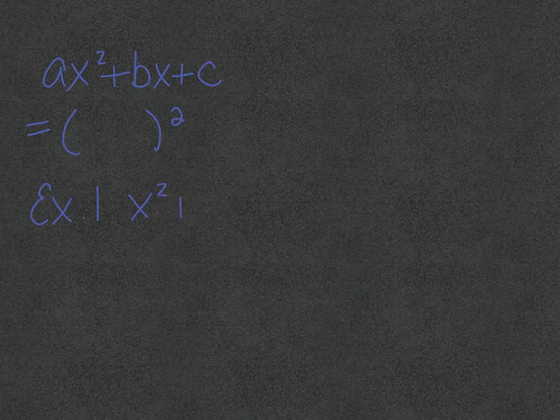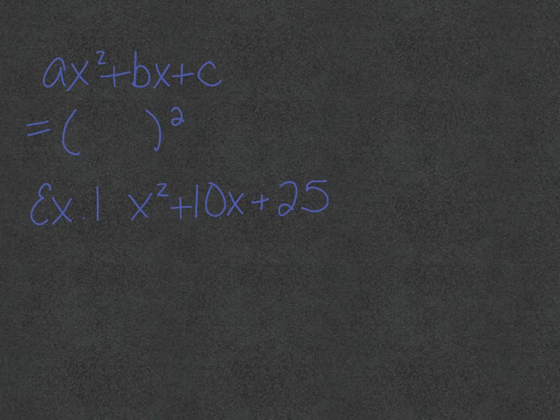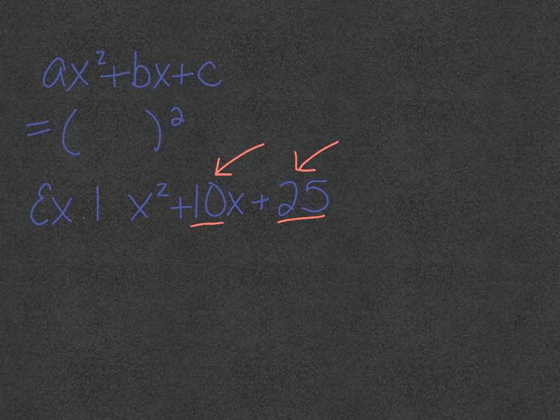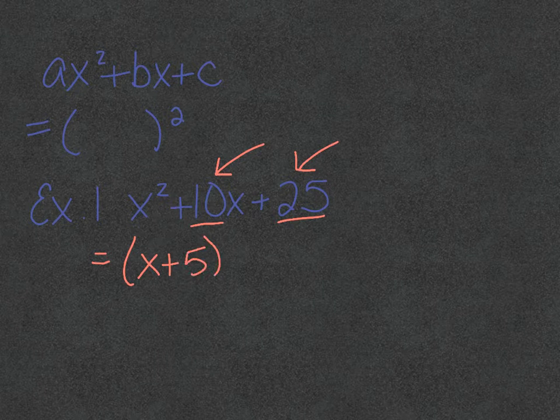Let's look at x squared plus 10x plus 25. And I can factor this the same way that I have factored my regular trinomials, my simple trinomials. I'm looking for two numbers that multiply to 25 and add to 10. And I know that those two numbers are just 5 and 5. So when I factor this, I get x plus 5 times x plus 5.